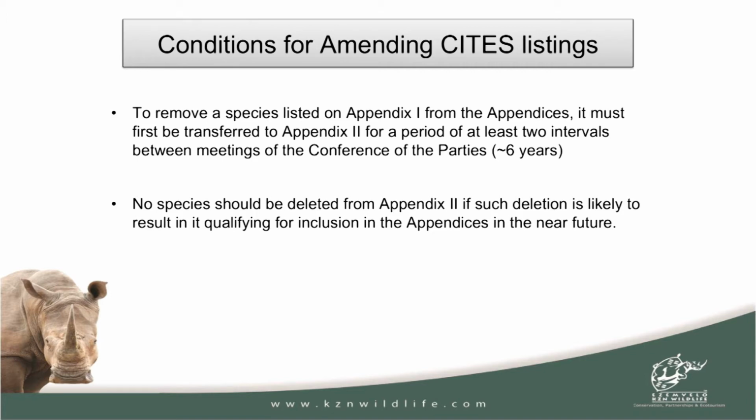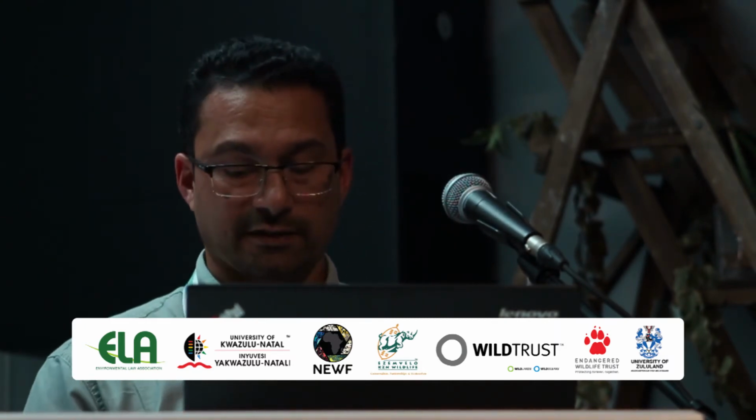It's got to go back to Appendix 2, and it has to be there for at least 2 intervals of the COP, which is around 6 years. No species should be deleted from Appendix 2 if such deletion is likely to result in it qualifying for inclusion in the appendices in the near future. Again, that's obvious.